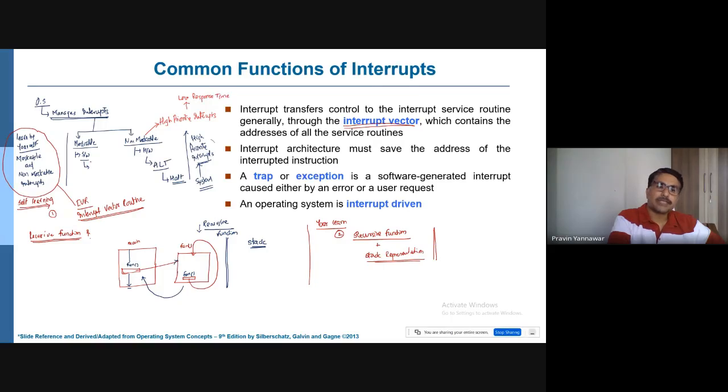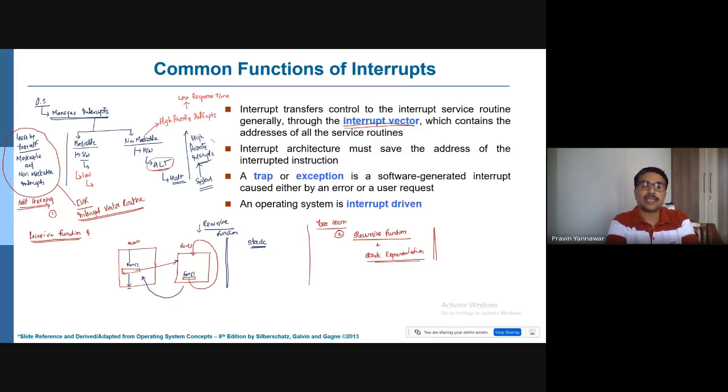Whereas in case of maskable interrupts, these have low priority. Take it this way: if it is a high priority interrupt, for example, if machine hardware fails and the machine has to be restarted, then HLT has to come forward, so you cannot mask this HLT.